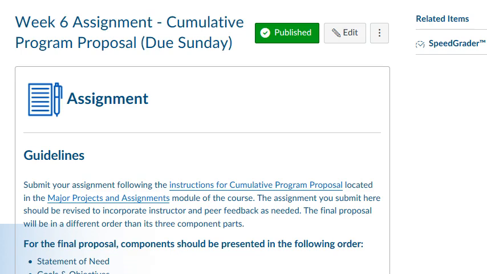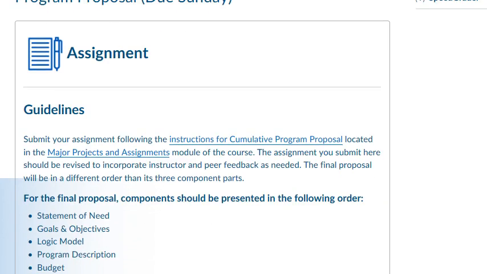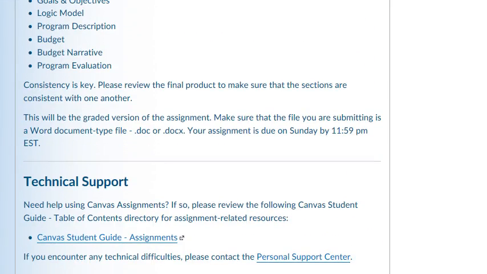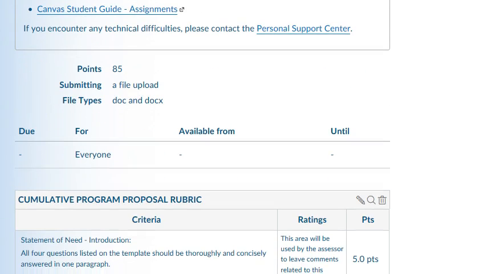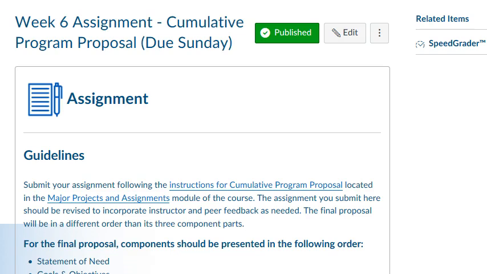So any references you've used, they go at the end of the paper, and I encourage you to use references from the classroom readings as well. So this is the major paper. It is 85 points. So please read this paper for consistency throughout so that your proposal hangs together well and it makes sense throughout the whole proposal.